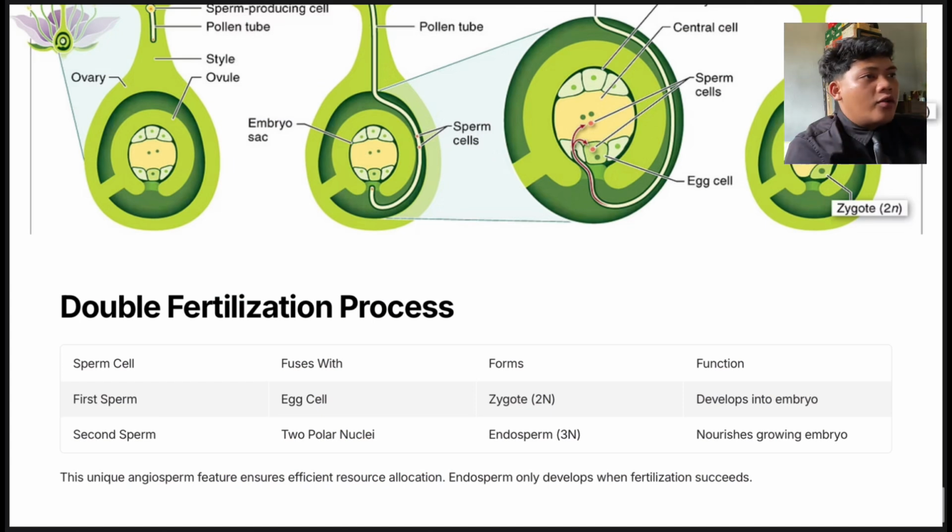Next, the double fertilization process, as the sperm cell fuses with the egg cell, forming a zygote, the first sperm develops into the embryo, while the second sperm combines with 2 polar nuclei to create the endosperm, nourishing the growing embryo. This unique mechanism in angiosperms optimizes resource allocation, highlighting the importance of successful fertilization for the development of endosperm. Now, let me explore the double fertilization process in angiosperms on the previous slide.